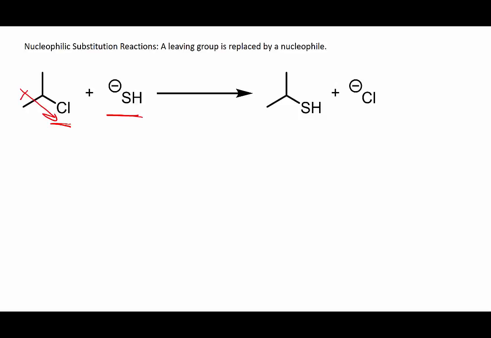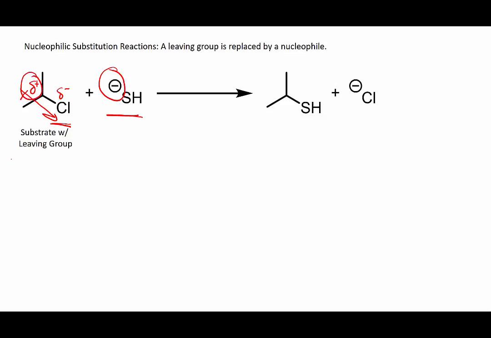has a dipole. It's electron withdrawing. Because it's pulling electron density away from that central carbon, this alpha carbon, we will generate a partially positive charge on the carbon and a partially negative charge on the chlorine. This partial positive charge will have an attraction to the negative charge of our nucleophile. So let's assign the different components of this reaction.